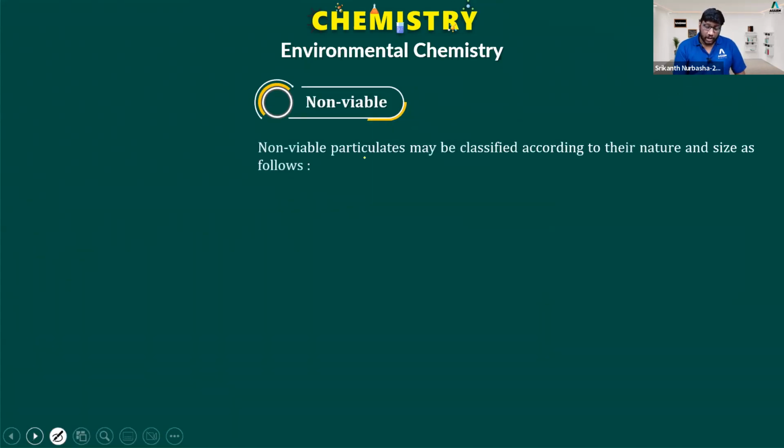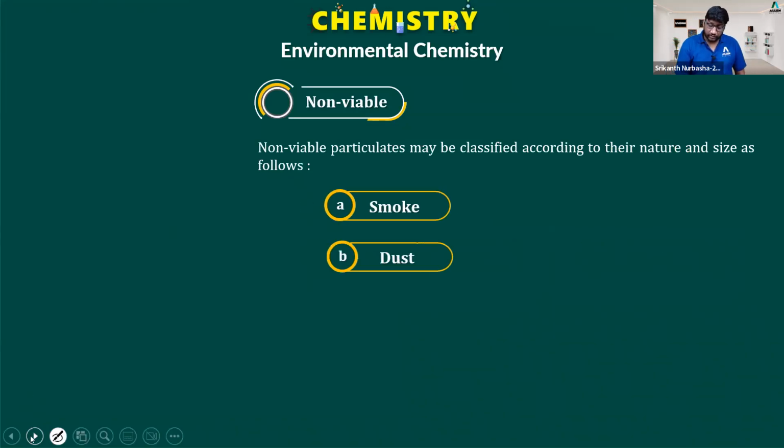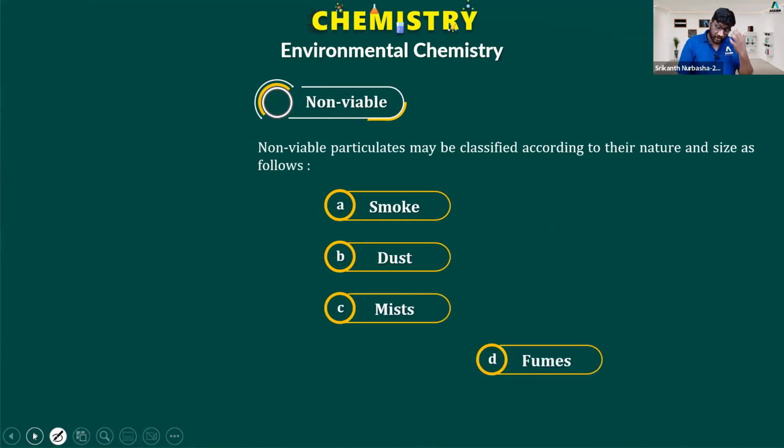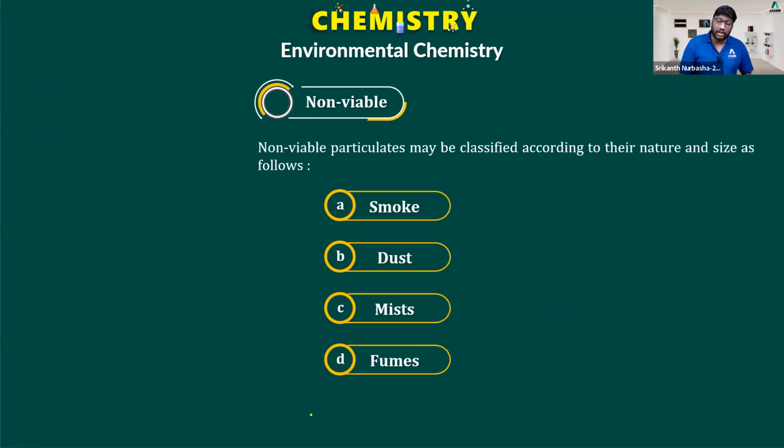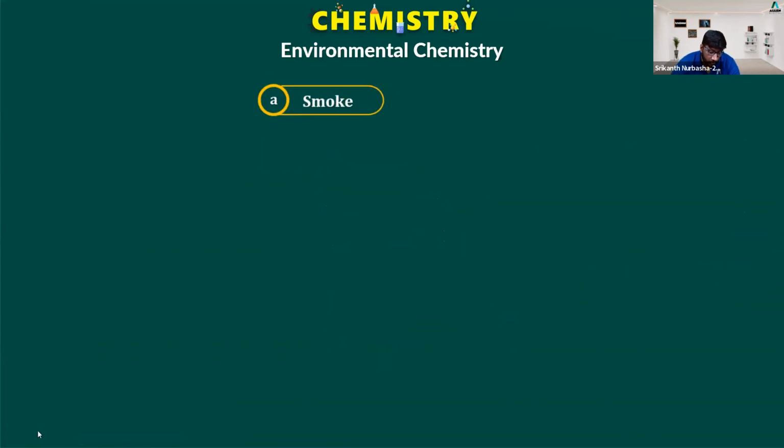Non-viable particulates may be classified according to nature and size as follows: smoke, dust, mists, and fumes. These are all the non-viable particulate pollutants. So let us understand what is smoke and what are the different definitions of all the non-viable particles, like how are they formed and all.